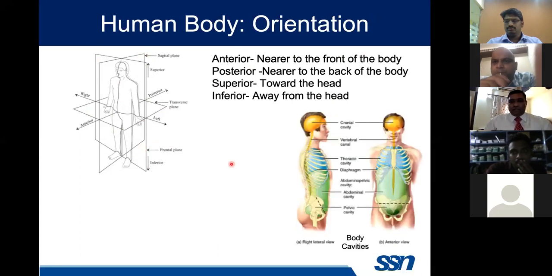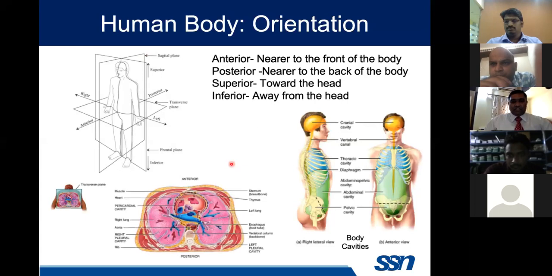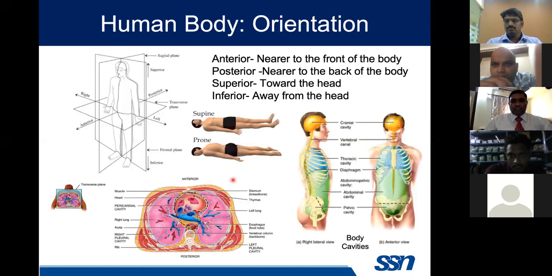Now these are the body cavities. The cranial cavity, thoracic cavity, the abdominopelvic cavity, and all the organs are inside them. In this way, we describe the anterior, posterior. When we are taking something like a CT scan or MR, we describe everything using these nomenclatures. Other than that, we have supine and prone, these two positions. If a person is lying down with the back downwards, it is the supine position, and if the anterior surface is on the ground, it is the prone position.